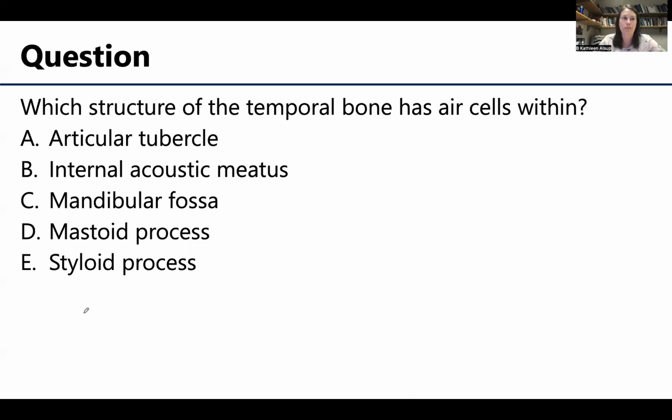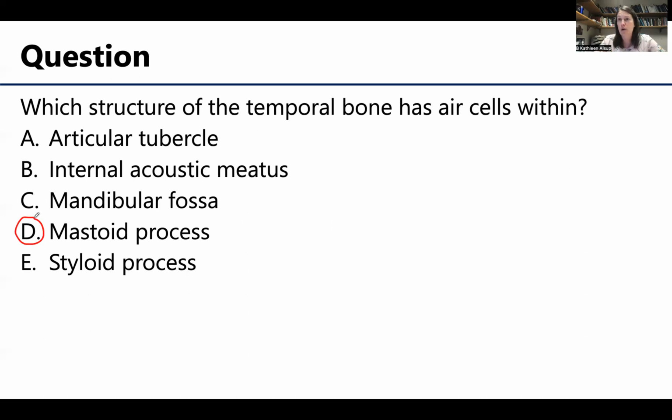All right, so our question: which structure of the temporal bone has air cells within? Is it the articular tubercle, internal acoustic meatus, mandibular fossa, mastoid process, styloid process? What do you think? If you need to, pause the video. But when you're ready, I hope that you have landed on the mastoid process. So remember that process that you can palpate on yourself underneath the ear, or posterior to the ear.